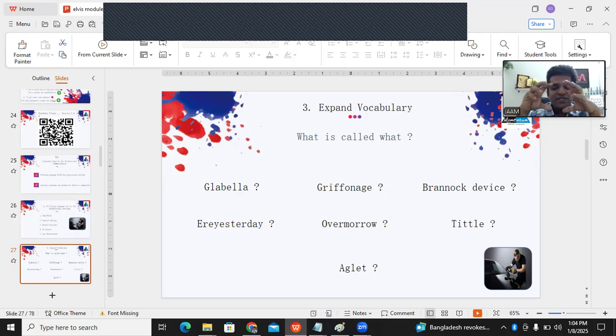Branach device, it is to measure the foot size when you go to a shoe shop. Year yesterday is day before yesterday. Overmorrow is day after tomorrow. Tittle is a small dot that you see on I, on J. Aglet is basically the stiff part of the shoelace that is called as aglet. So these are all vocabularies, guys.